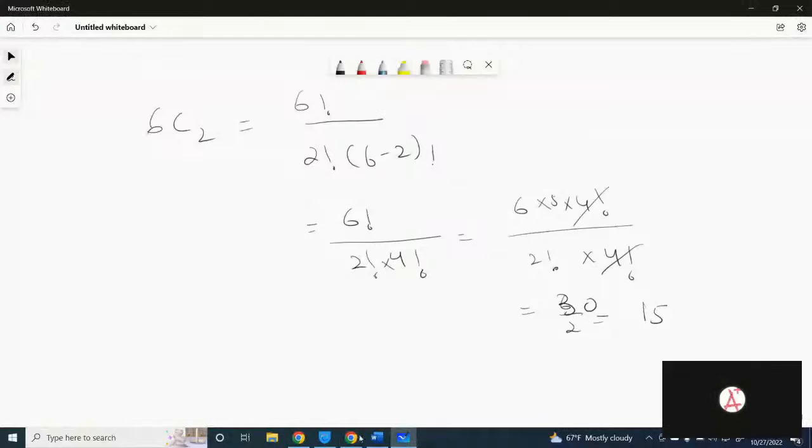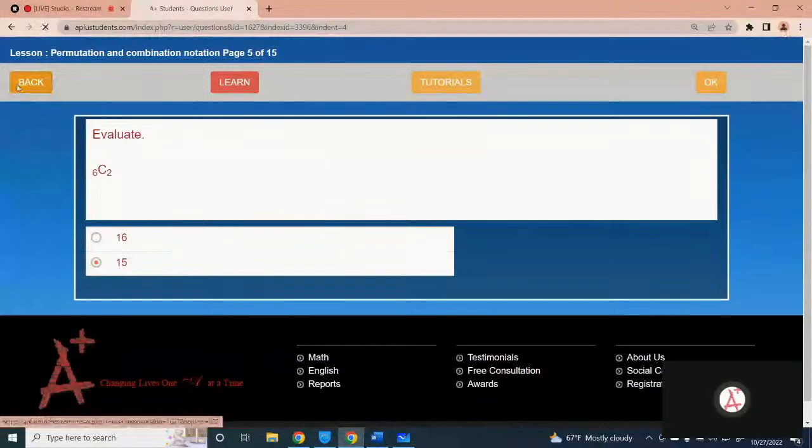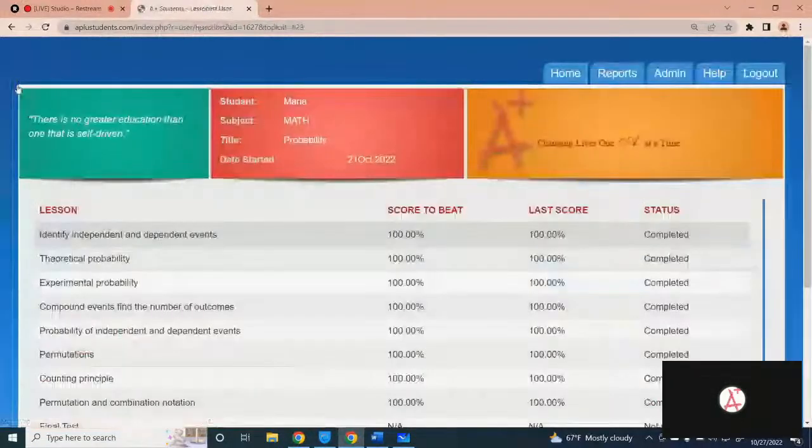Okay, so you can complete the test by yourself later today. If you need more help with the topic, you can contact any tutor on Skype. They are available from Monday to Friday, 5 to 9. Got it? So we have done 4 topics today: probability of independent and dependent events, permutations, counting principle, and permutations and combination notation. Got it?